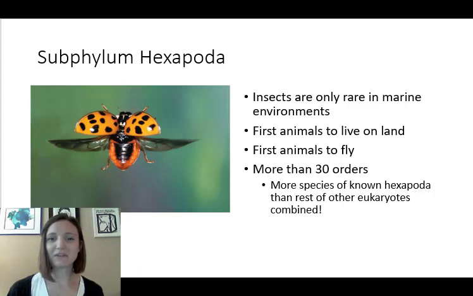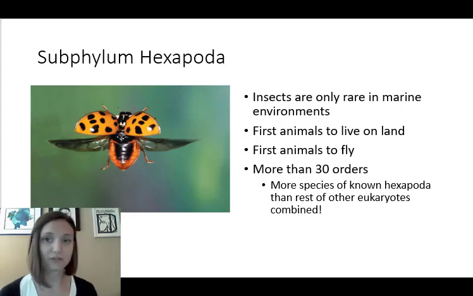So Subphylum Hexapoda, these are the true insects, and insects are really only rare in marine environments, because that's where you find the crustaceans, right? So these were the first animals that we think were to live on land, were the insects. Even though the first arthropods we think looked like the millipedes, we think the true animals, the first animals to live on land would have been the hexapoda.